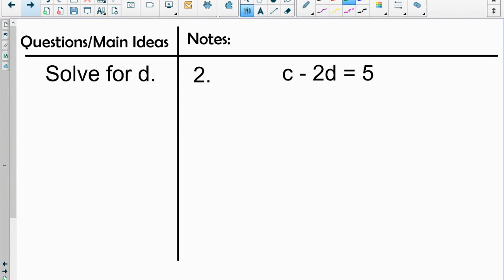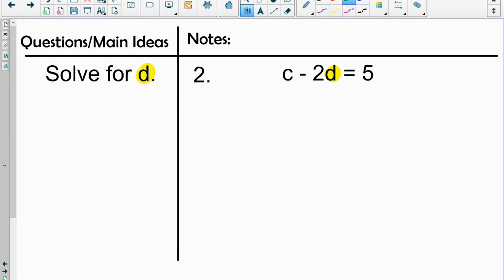Number 2, we have c minus 2d equals 5. Again, there's two different variables. We have to check the directions to see which variable we are supposed to get by itself. And it says here to solve for d. So if we're going to get d by itself, we're going to have to get rid of the variable c, and we're also going to have to get rid of that 2. So if we think of how those operations were applied to the letter d, d was multiplied by 2, or technically negative 2, and then c was added to that, c minus 2 times d.